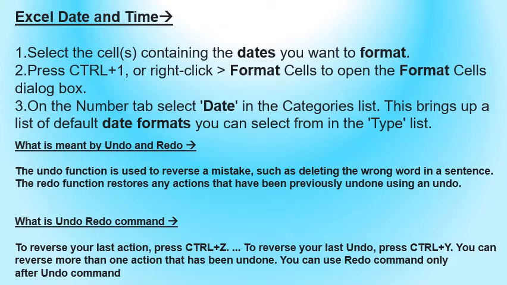To reverse your last action, press Ctrl Z. To reverse your last undo, press Ctrl Y for redo. You can reverse more than one action that has been undone. You can use the redo command only after the undo command.